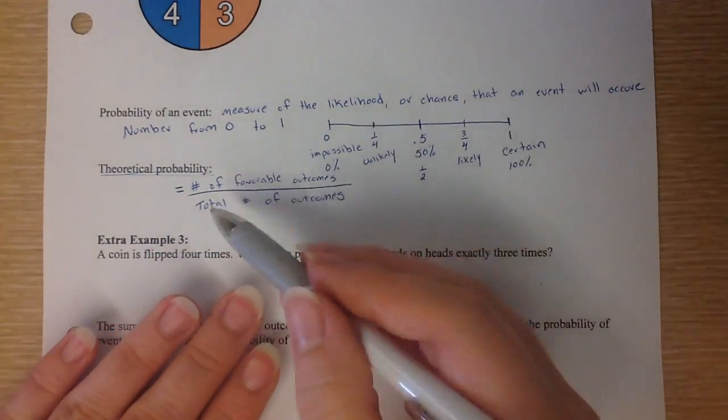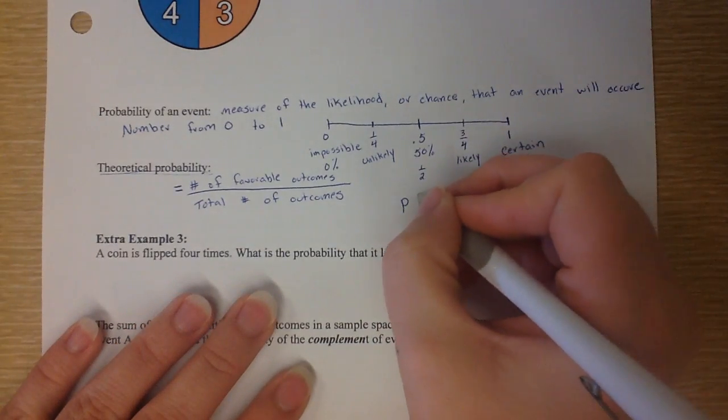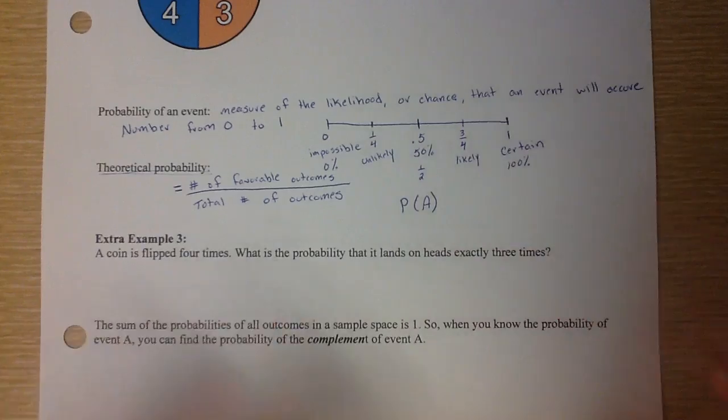And we write that the probability of event A, we write it as a P, and in parentheses A. Okay, so P of A.